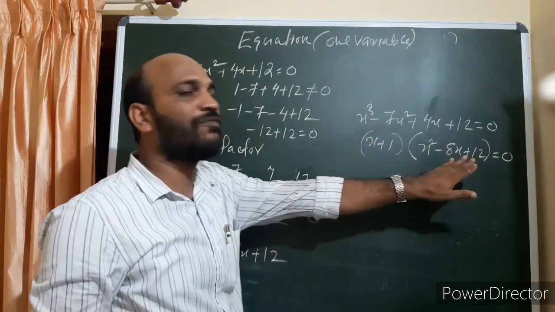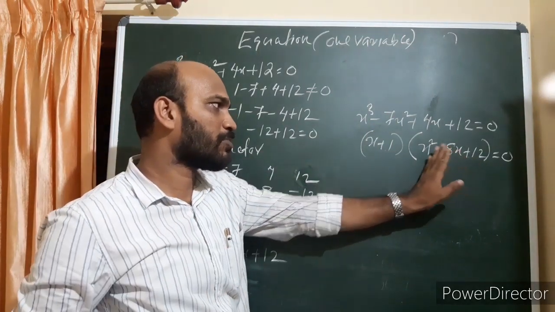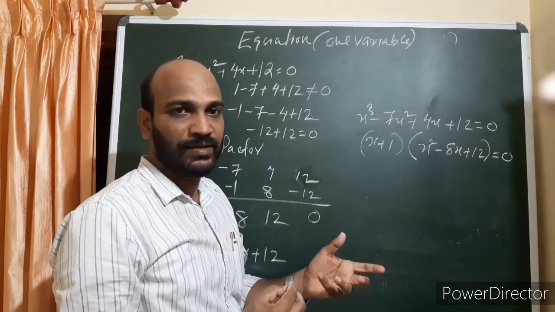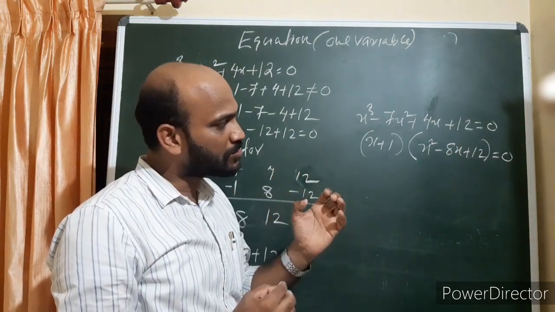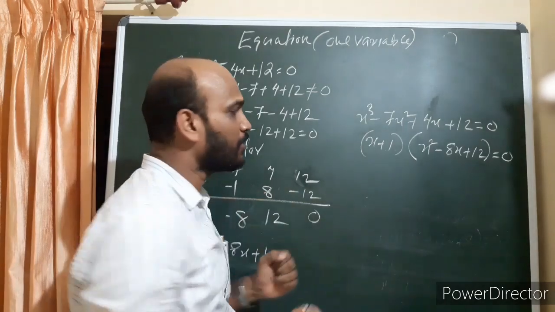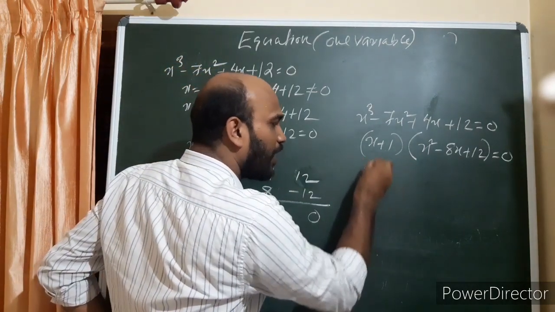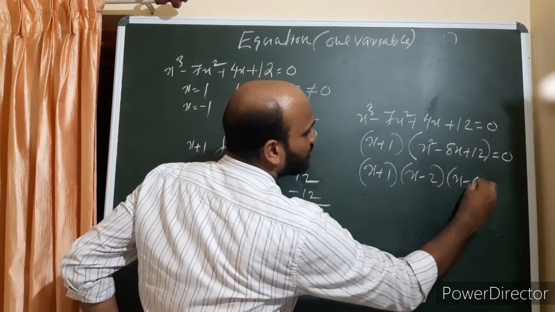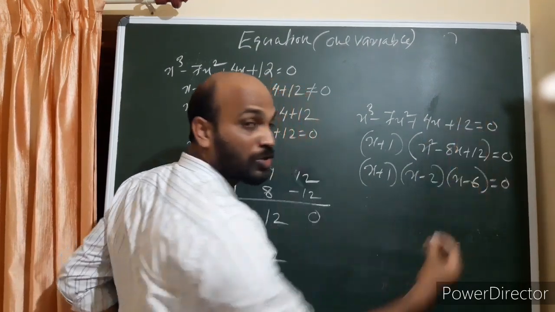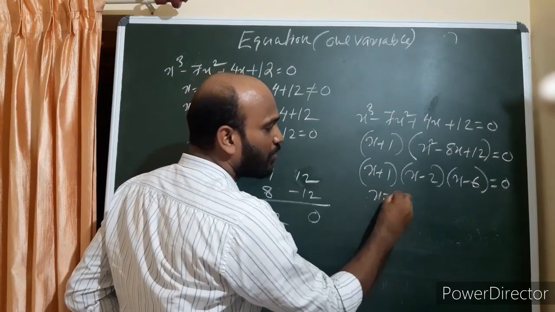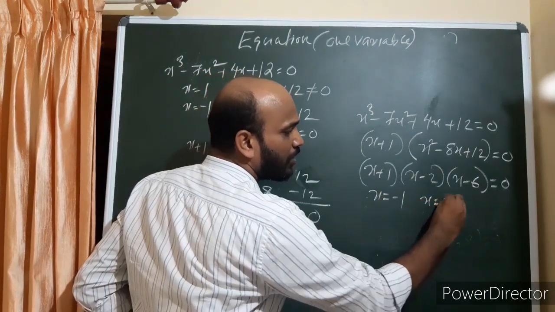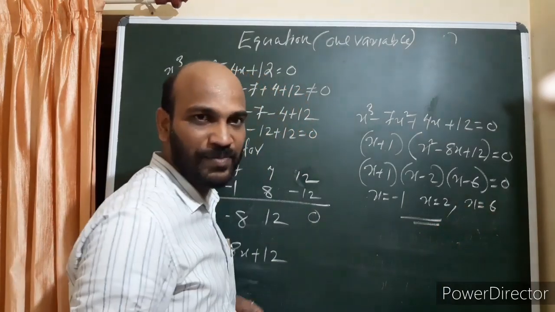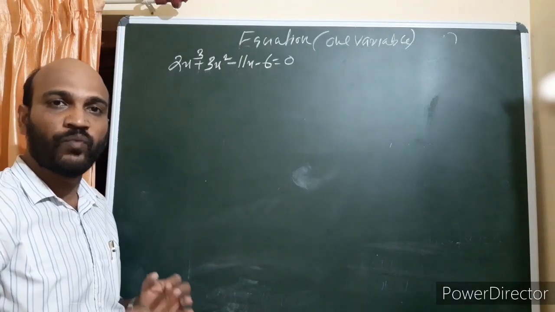This one again we can factorize. You have to find two numbers, product equal to plus 12, sum equal to minus 8. So the two numbers are minus 2 and minus 6. So this will be x plus 1 into x minus 2 into x minus 6 equal to 0. So the three roots are x equal to minus 1, x equal to 2 and x equal to 6. Very simple, isn't it? Now we will do one more question.